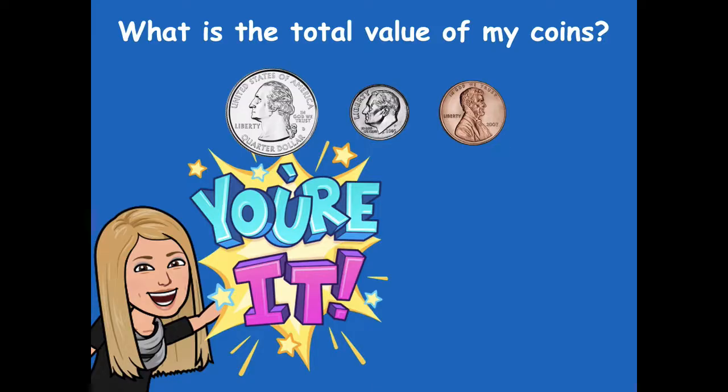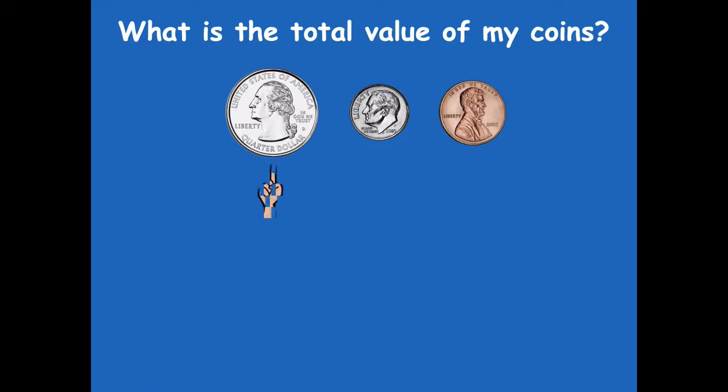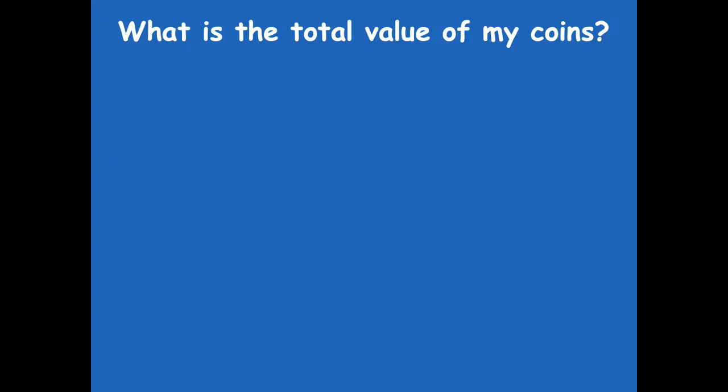All right, pause if you need more time. So here we have 25 plus 10, that's our dime, is 35, plus 1 is 36. So we have 36 cents. All right, so what's the total value of my coins?